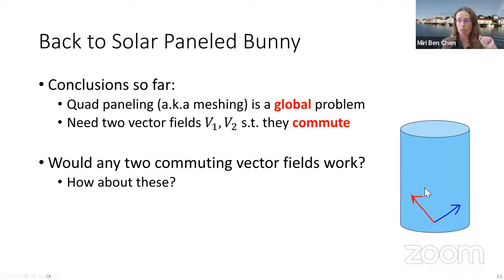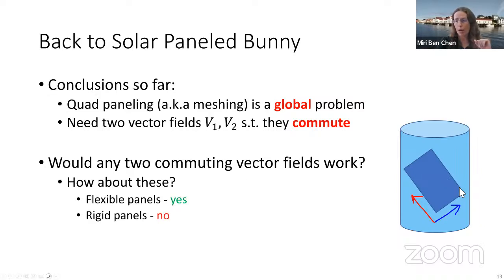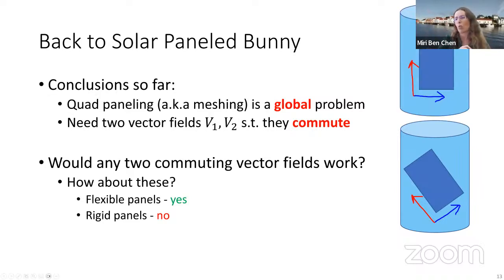I have a cylinder, okay? And now I'm looking at these two vector fields on my cylinder. So again, this depends on the material, right? If I want to put a quad on this in this direction, then this is going to work with a flexible quad. Okay, I can wrap a flexible quad in this direction, but if I want to put a rigid panel, this is not going to work anymore. And by work I mean that I can place the four vertices of the panel on my surface, right? So if the orientation is rotated like it's shown here, then I cannot do it. But if the panel is aligned with the principal curvature of the cylinder, then it is possible to do it.